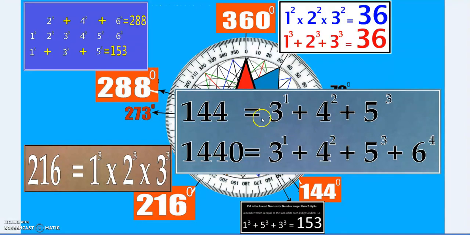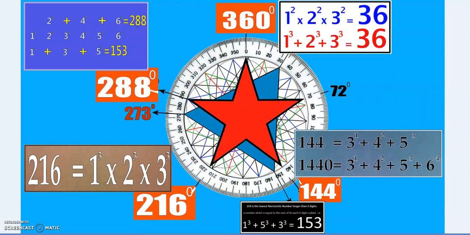144. Now this 3, 4, 5, just think Pythagorean, but okay, 3 to the first plus 4 to the second plus 5 to the third equals 144. 3 to the first plus 4 to the second plus 5 to the third plus 6 to the fourth, so now we're into the fourth dimension, equals 1440. Exactly 10 times that, lovely nice little connection in there.